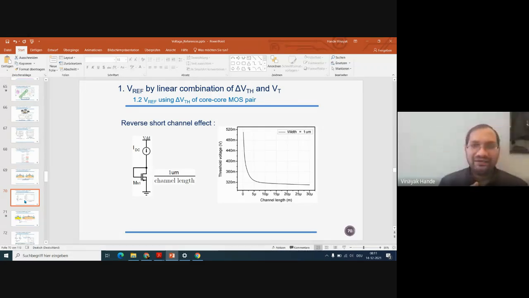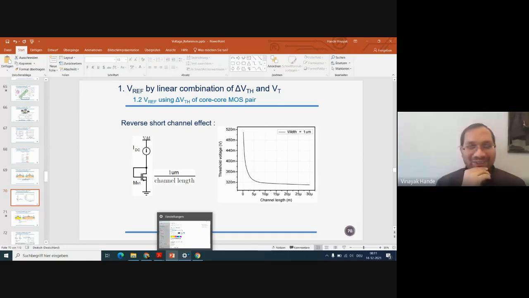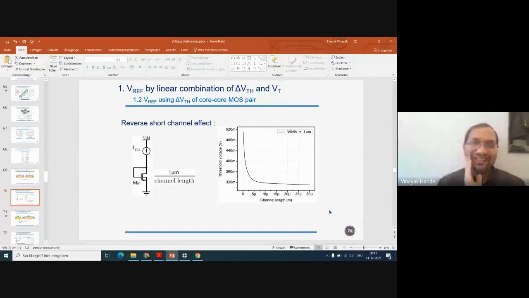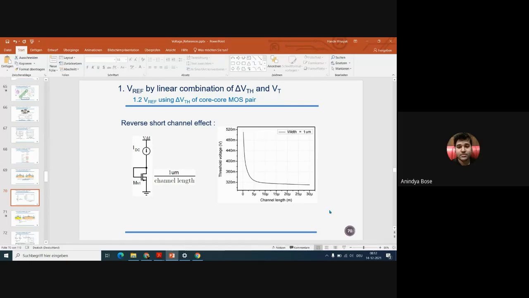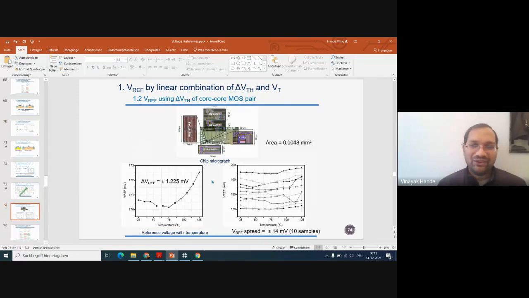Right? It is called the reverse short channel effect. In fact, you might have studied it, and you can observe it at a lower technology node as well. So it is true for most of the cases, right? I don't know all the cases, but whatever I have worked on, UMC 180, 90, and 65, I know it is sure. Okay. Thank you.